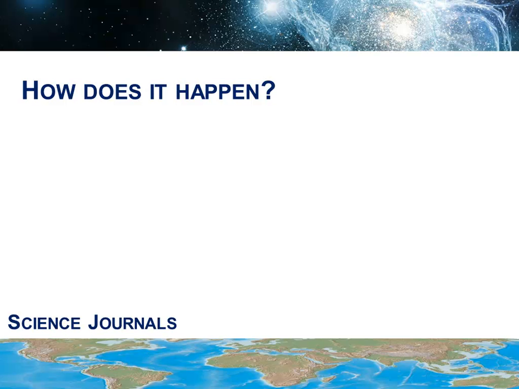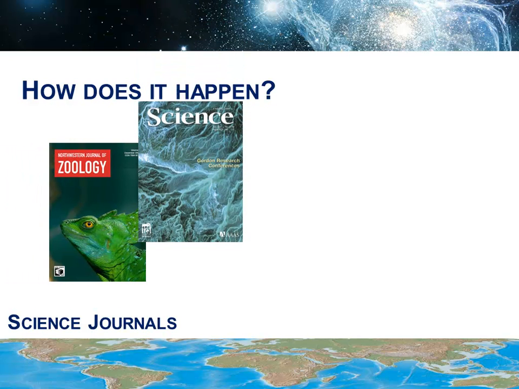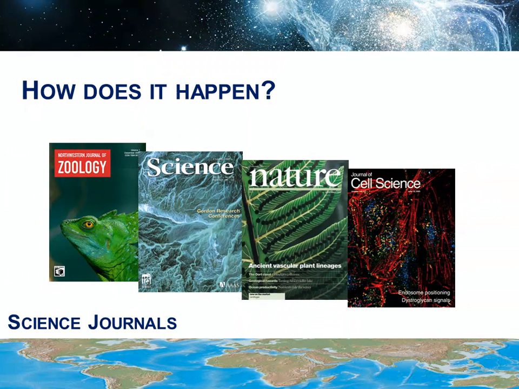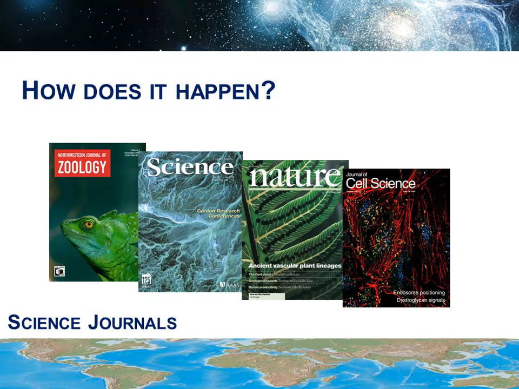So how does it happen? How does science or health news get from the scientists to the public? The starting place for most science and health news is the academic journal. Journals like Science and Nature publish articles that eventually lead to stories in mainstream media.